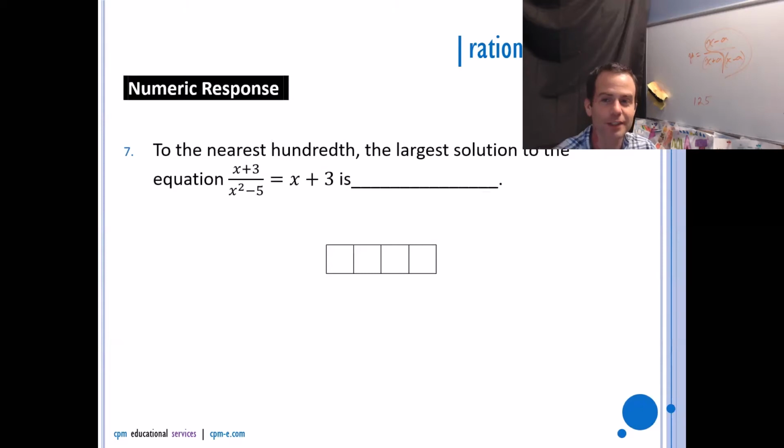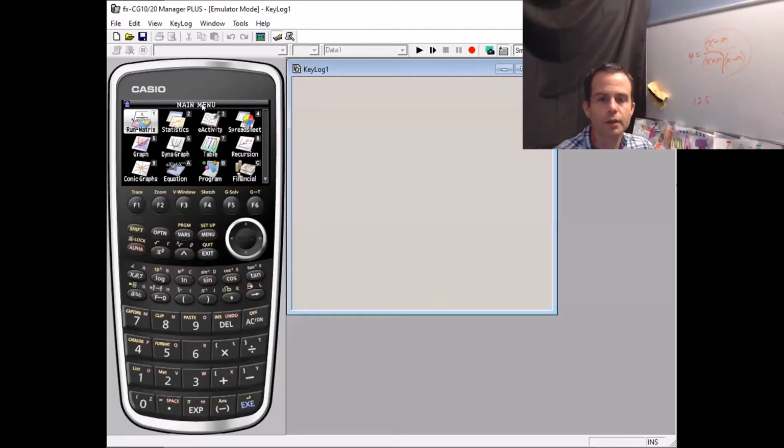To the nearest hundredth, the largest solution to the equation (x plus 3) over (x squared minus 5) equals x plus 3. Now, I think it would be a good idea here. I'm going to switch to a graphing calculator for just one second. Okay, so I just want to quickly talk to you about how to input this in your graphing calculator.